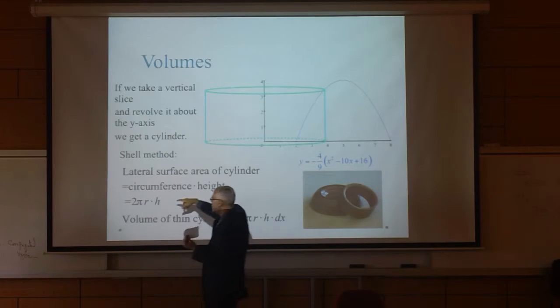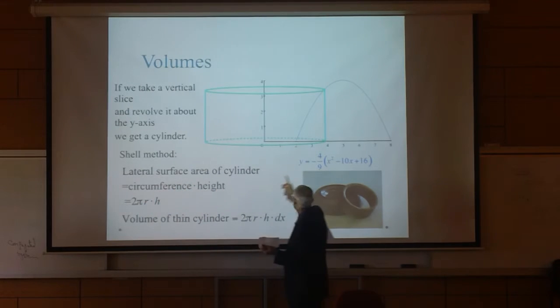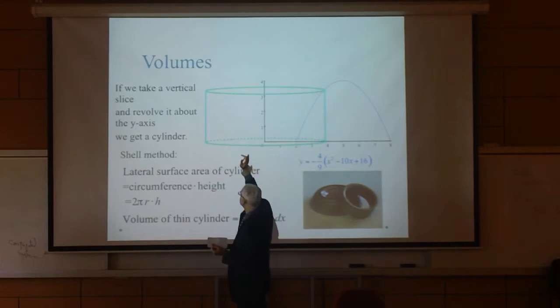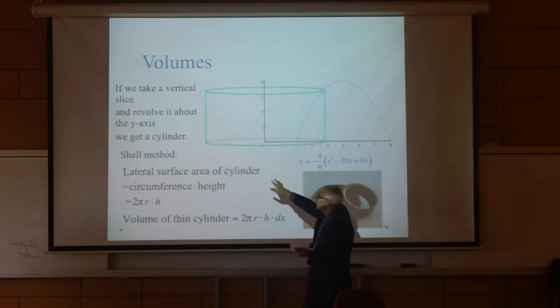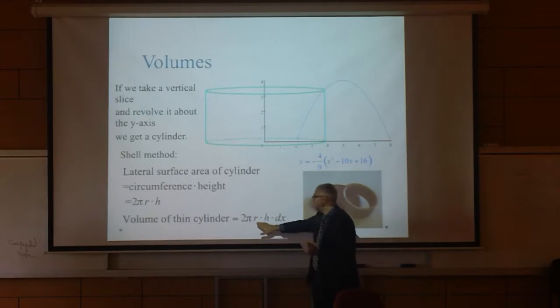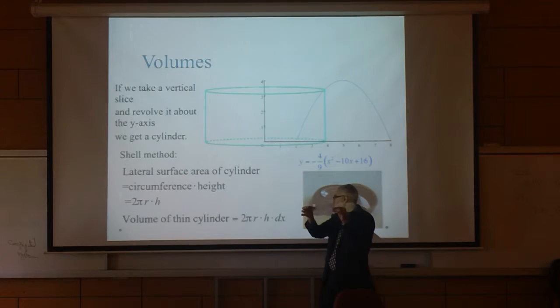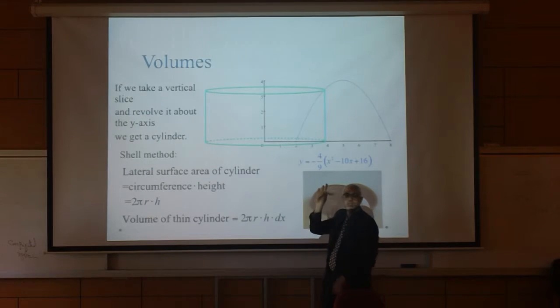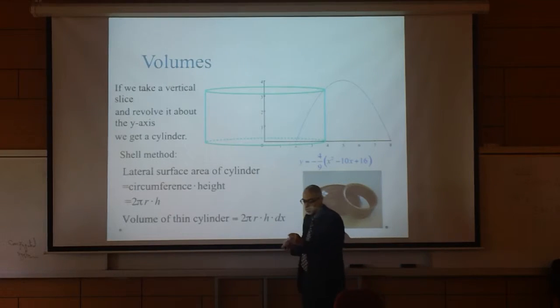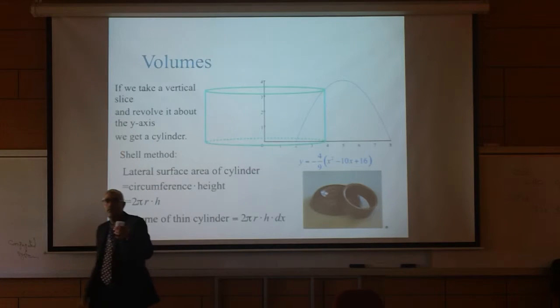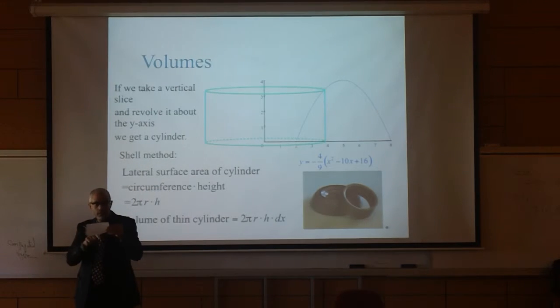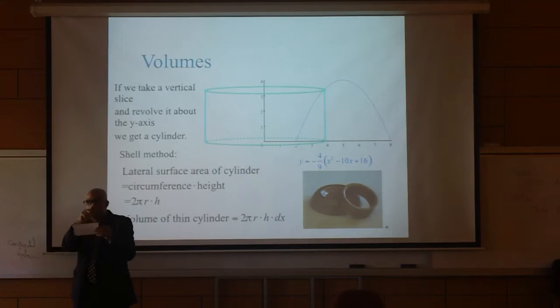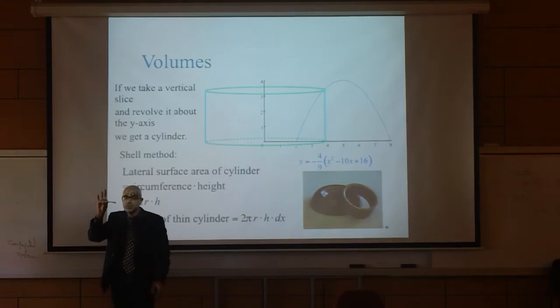And the circumference is 2 pi r. R is the radius of rotation around the y-axis. So the volume of that thing that I'm holding in my hand is 2 pi r times h times the thickness, which is what? I got it from unfolding. R was the rotation around the y-axis. The whole thing is what? 2 pi r, the circumference of that cylinder, times f of x. And the width is what? Dx.